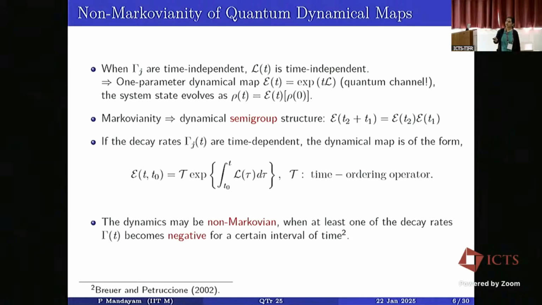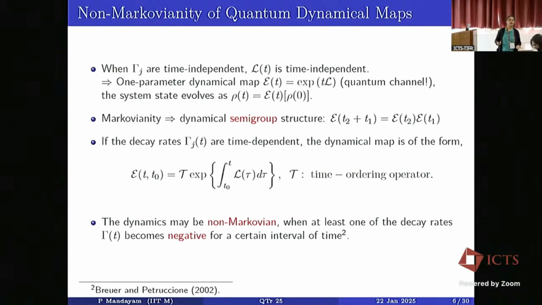And essentially, this happens when at least one of the decay rates... So what can happen is, in this setting, okay, maybe I should add a caveat here. It could be that the gamma j's are time dependent, but you still get something called time inhomogeneous Markovian evolution, or time inhomogeneous Markovian behavior. Again, I'm not getting into that, but I'm going to address the more pathological case where these decay rates can actually become negative for a certain interval of time, and then the dynamics is indeed non-Markovian.